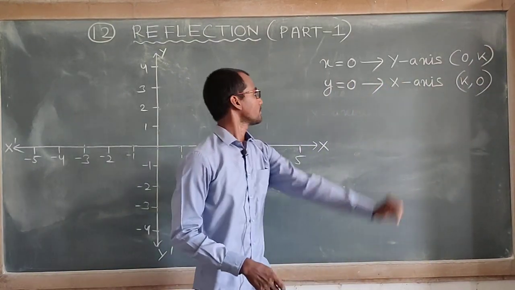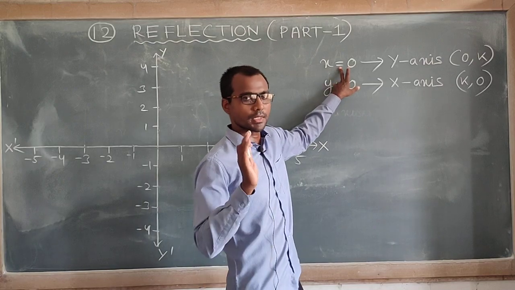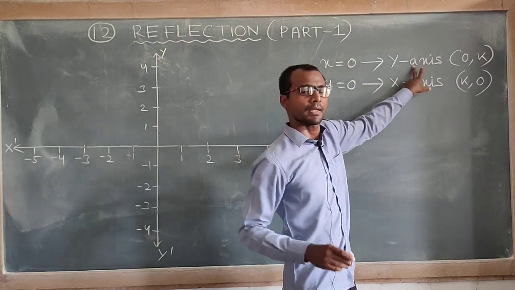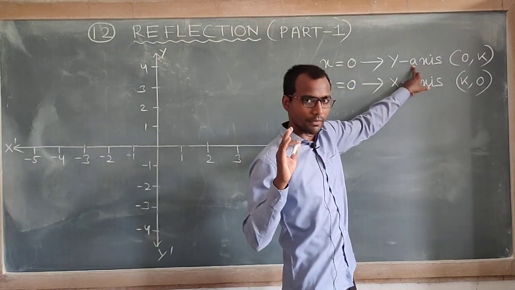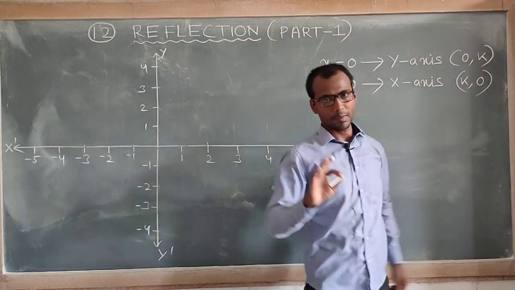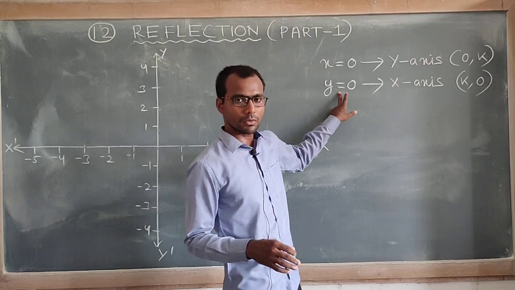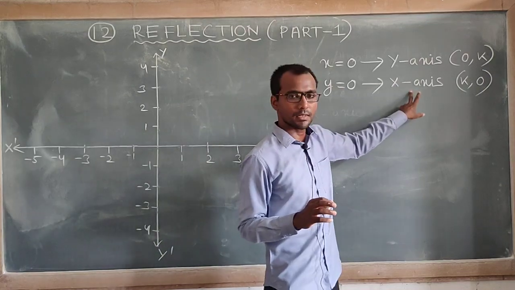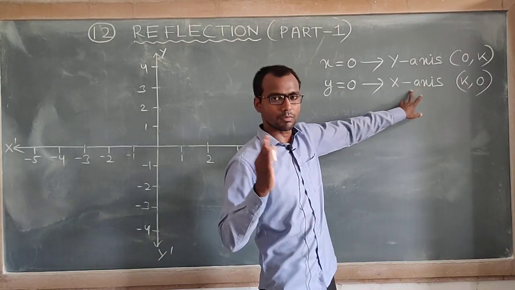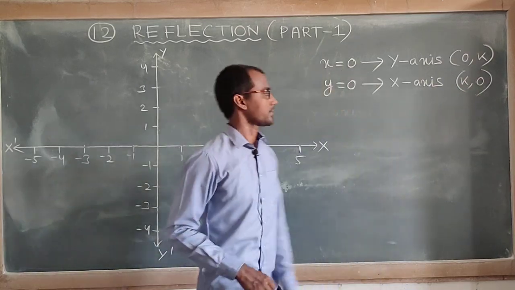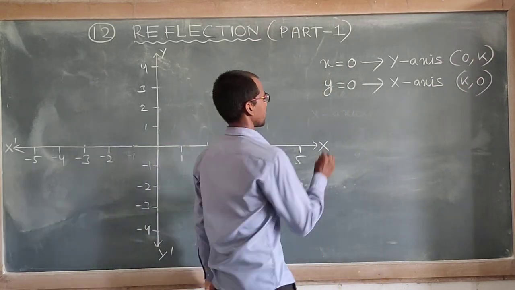So it will be (0, k). So remember this: x equal 0 is the equation for the y-axis, and any point in the y-axis is of the form (0, k). Do not forget. Similarly, y equal 0 is the equation for the x-axis, and any point in the x-axis is of the form (k, 0).